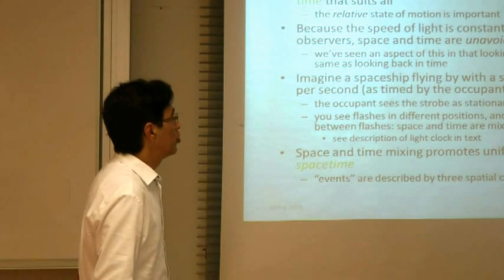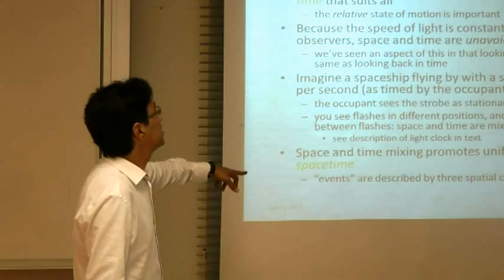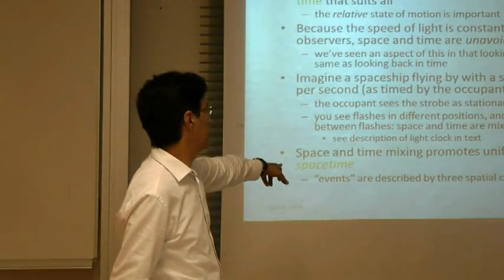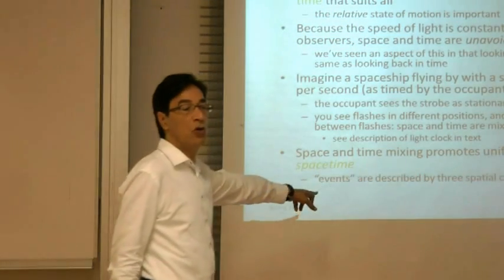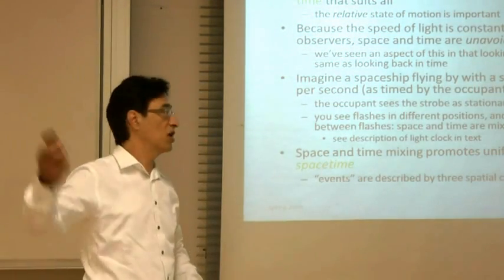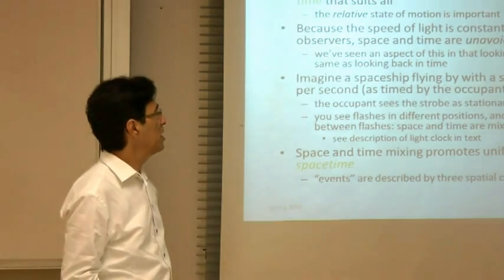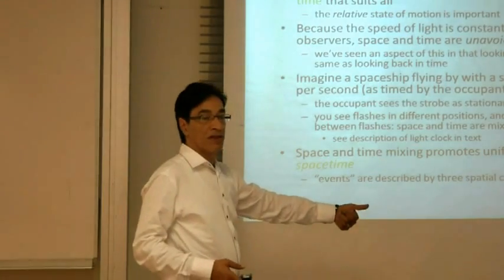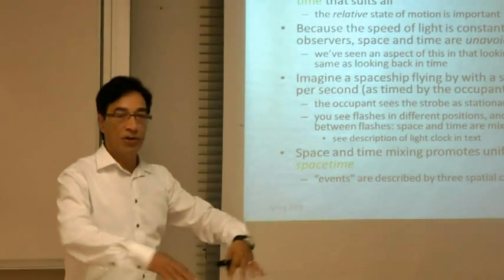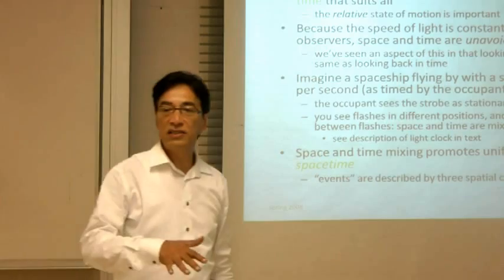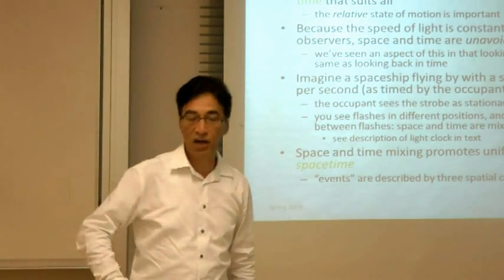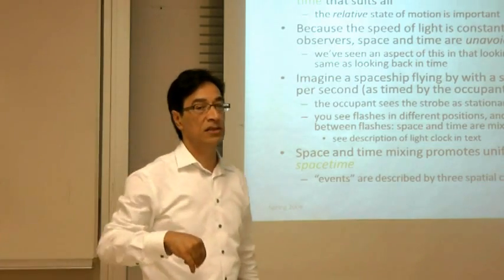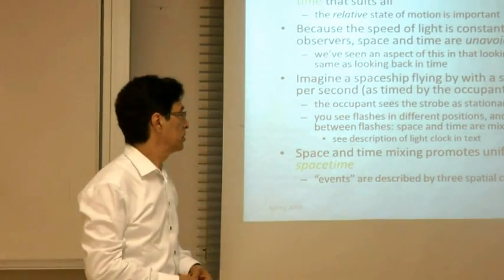Space and time mixing promotes a unified view of space-time. For one person, the space is another's time. It means there is just one concept, called space-time. There are not two separate things, one space and one time. Events are described by three spatial coordinates plus time. On the basis of special relativity, we are not allowed to say this is our length, this is our width, and this is our height. There is something else, time, the fourth.